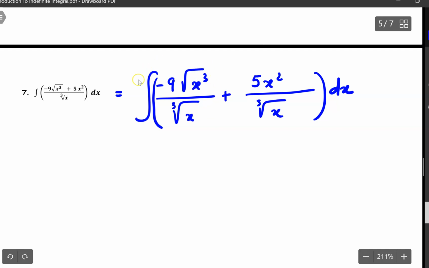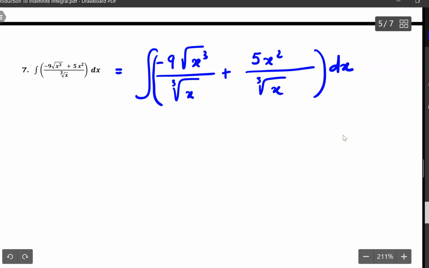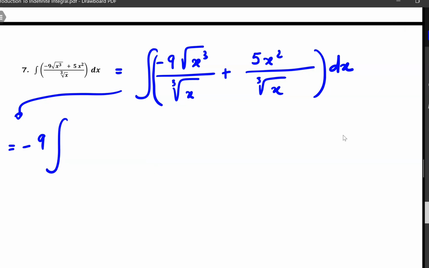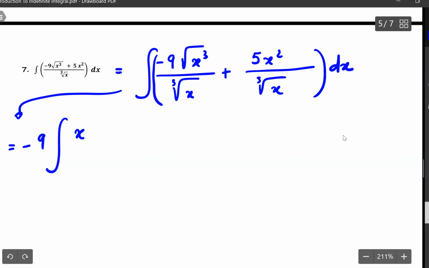The next step is to break this into two integrals. At the same time, I will bring the constants across the integral sign, and I will simplify the two powers of x with the same base. What we have to write next is negative 9 times the integral of x to the exponent 3, and then the square root, so that means it will be x raised to the exponent 3 over 2.